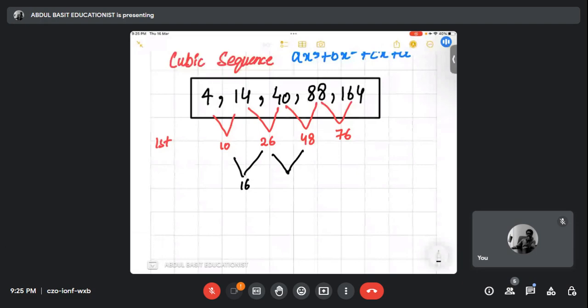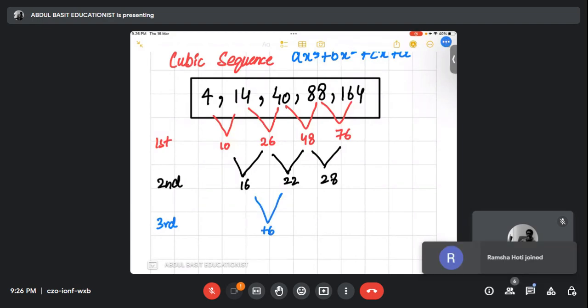Okay, Ramsha has unfortunately left. Hopefully she'll join soon. Okay, Rida, you can see that the third difference is plus 6 and plus 6. Okay, Ramsha is back. So Ramsha, you can see that the second difference is not the same, but the third difference is the same. Is this clear?